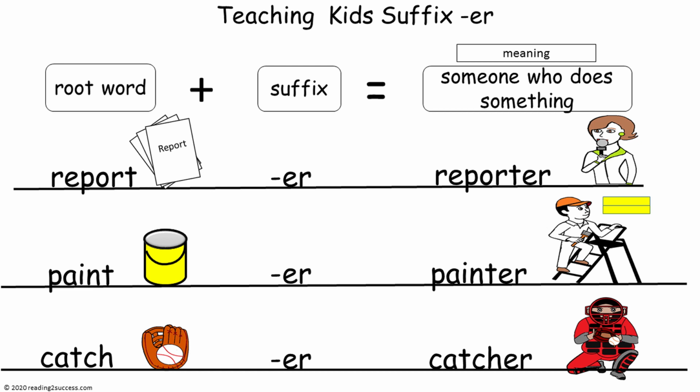Our second example, the root word is paint. When we add the suffix er, we have the word painter. And a painter is someone who paints. Our third example has a root word, catch, and then the suffix er. And when they're put together, the word is catcher. And a catcher is someone who catches a baseball.